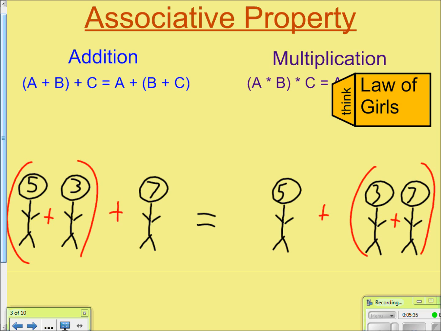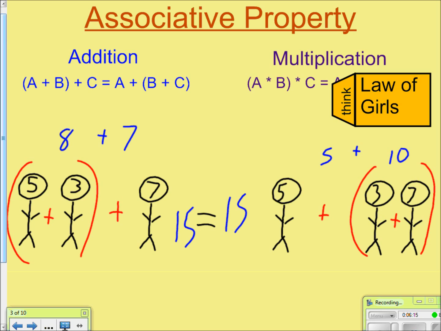Like I said, this is not the girls in our class, so we don't have to worry about that. This is kind of what's portrayed by Hollywood. If we look at this problem, 5 plus 3 is 8, plus 7. 8 plus 7 gives us 15. Over here, 3 plus 7 gives us 10. Solve the 5 over there. 5 plus 10 is 15. I get the same answer whether I add the 5 and 3 first, or if I add the 3 and the 7 first.